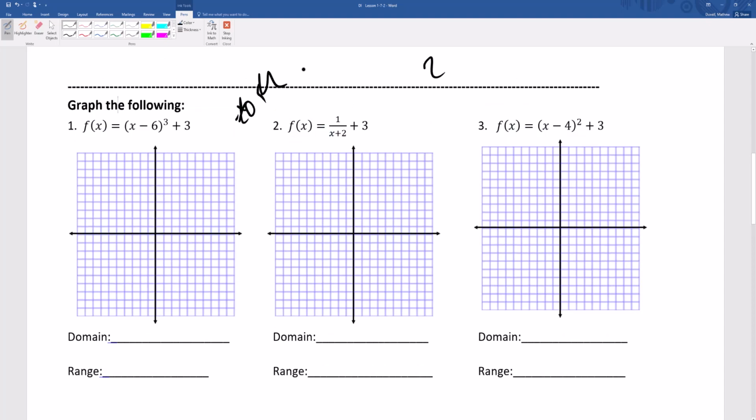All right, so (x − 6)³ + 3. So we need to identify the horizontal and vertical shift. So the horizontal shift is 6. The vertical shift is 3.